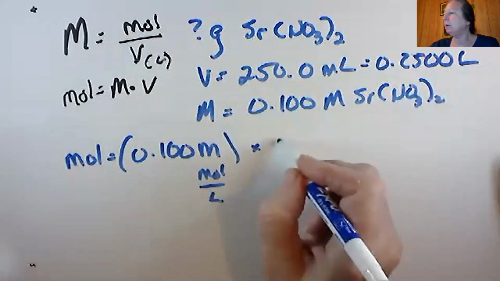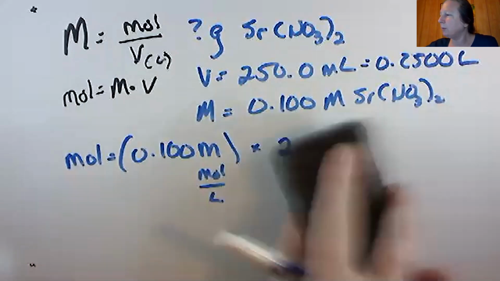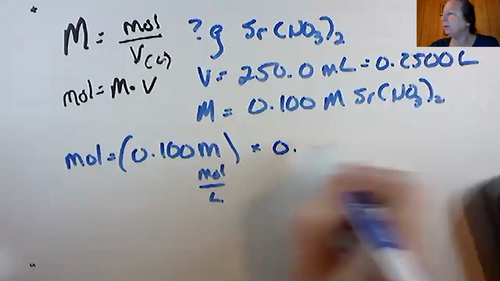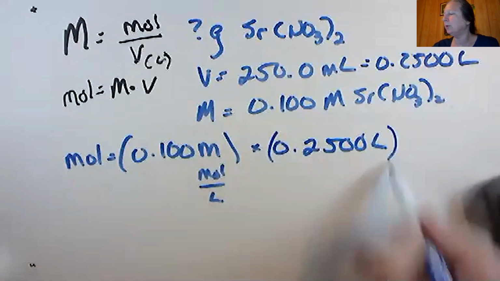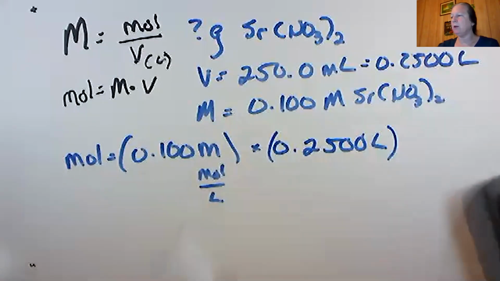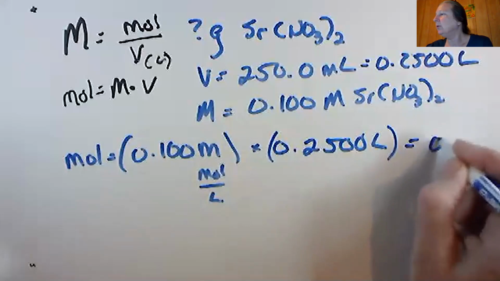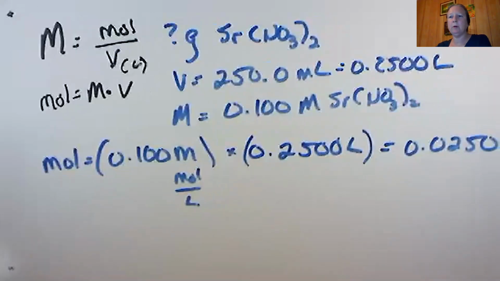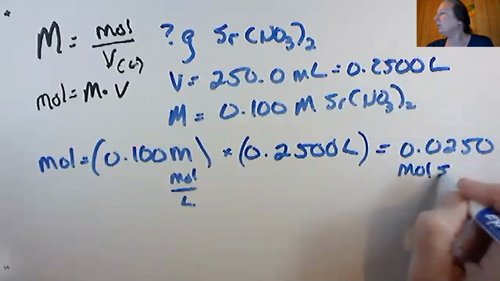Our volume is 2, nope, see, I almost wrote it wrong. 0.2500 liters. I don't know why I put those in parentheses. So the liters will cancel out. You will be left with a unit of moles. And the answer is 0.0250. I'm off the board. Moles of strontium nitrate.